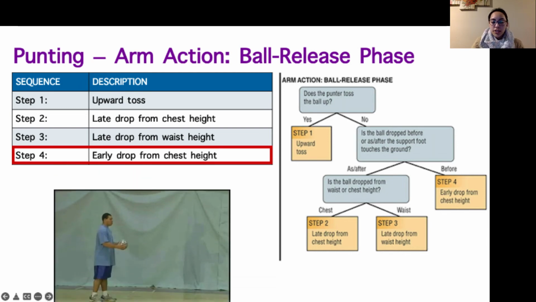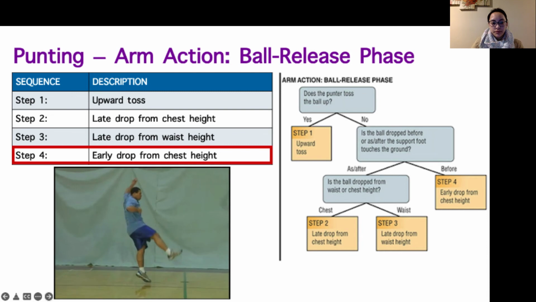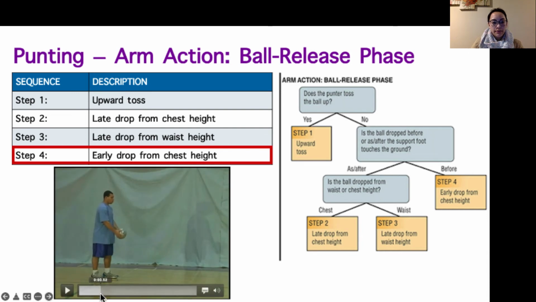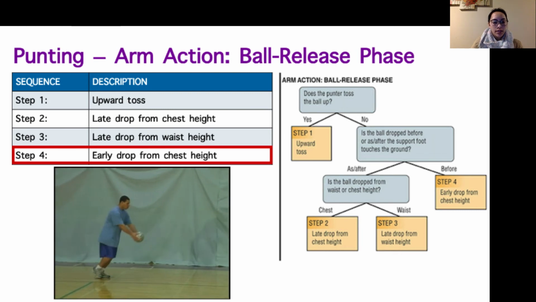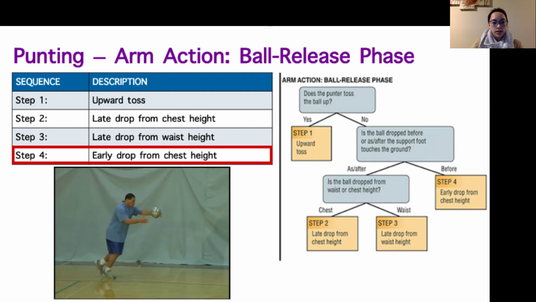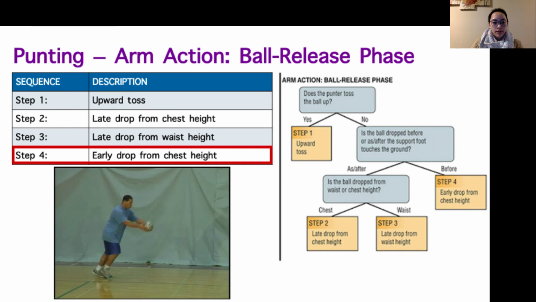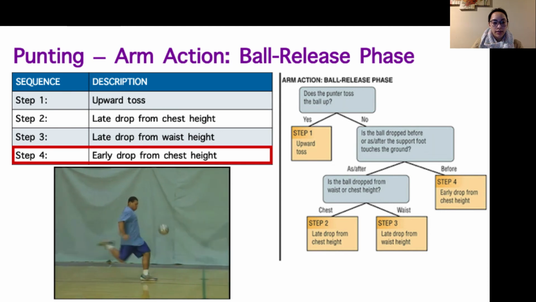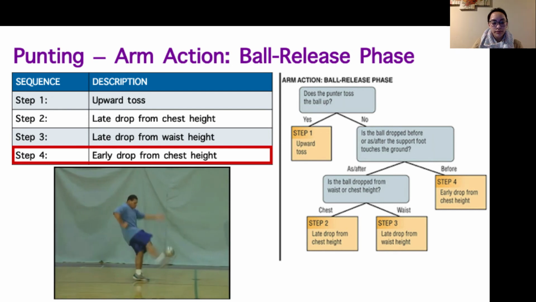We also have a proficient punting example. Okay, so in this one, I think it's pretty easy to determine that he's a step 4. Okay, so his arms draw upwards and forwards. We have a release of the ball at chest height before that final support step, which is that heel strike there. Okay, that would be an example of a step 4.